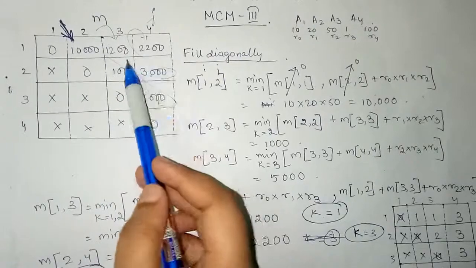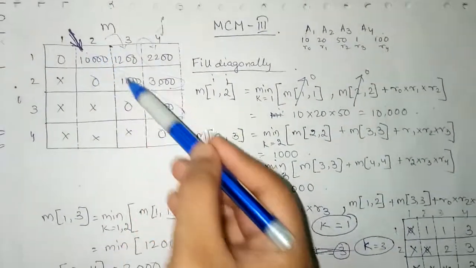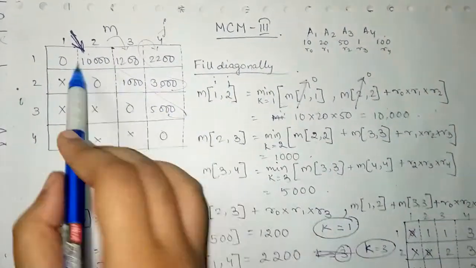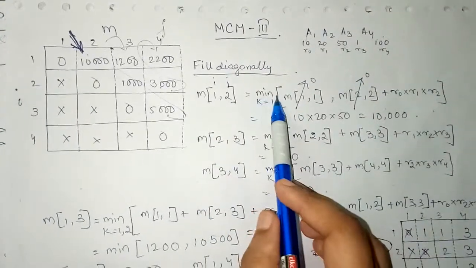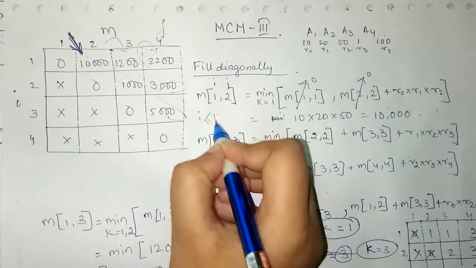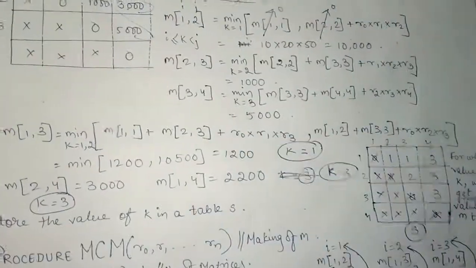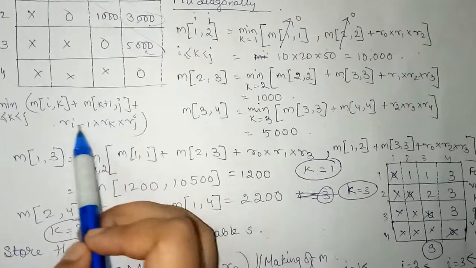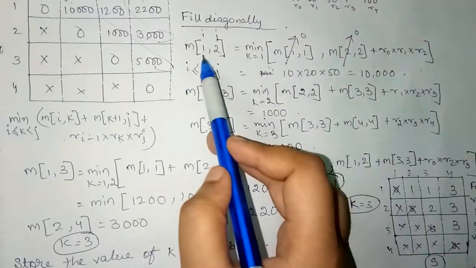So here we will find out the values for i less than j. We will fill diagonally, that is in this way. If this diagonal is complete, then the next diagonal, then the next diagonal. So for this diagonal, that is this box 1 comma 2, m of i j. The minimum k value will be from i less than or equal to k less than j. So here k has the only value 1, and using the previous formula, that is this formula, m[i,k] plus m[k+1,j] plus r of i minus 1, k and j, we will calculate the value of this.